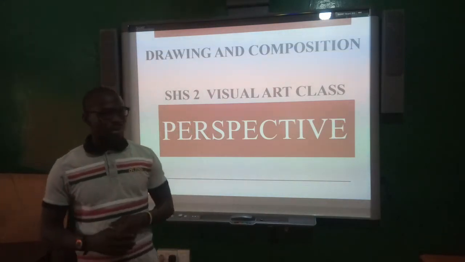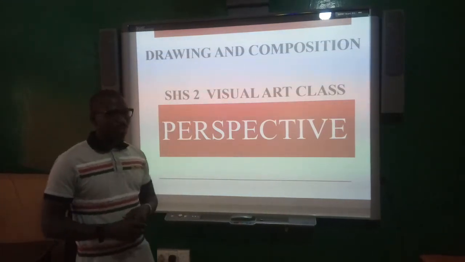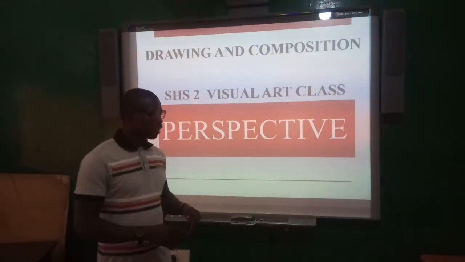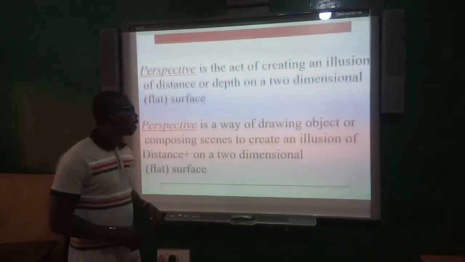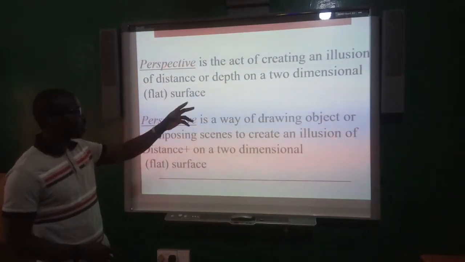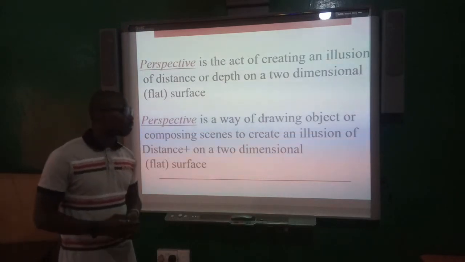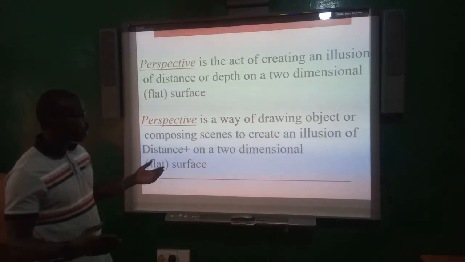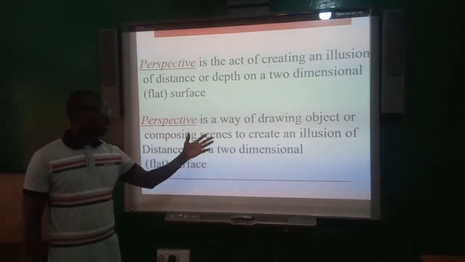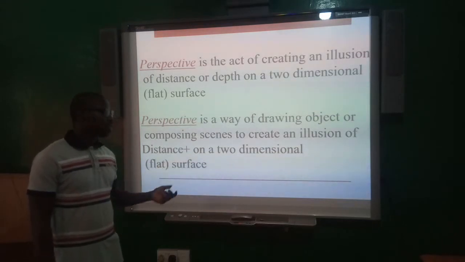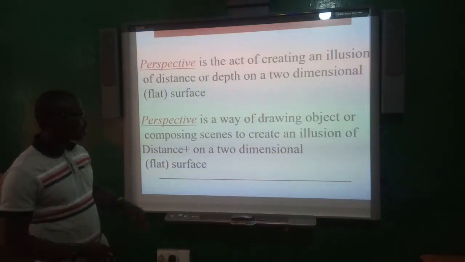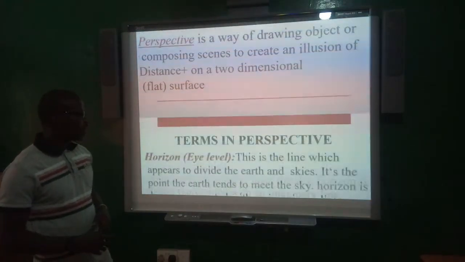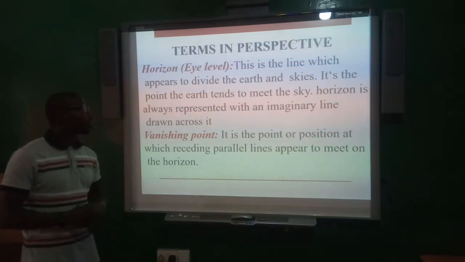Last week we started with a topic called perspective. We talked about what perspective is. We said perspective was the art of creating an illusion of distance or depth on a flat surface, or two-dimensional surface. We also said it could be defined as a way of drawing objects or scenes so that they appear to have distance or depth, or a way of composing scenes to create an illusion of distance or depth. Now we got to know some terms in perspective.